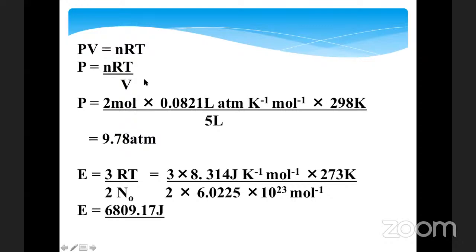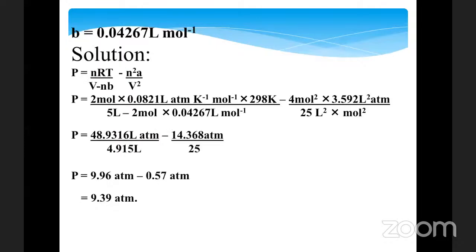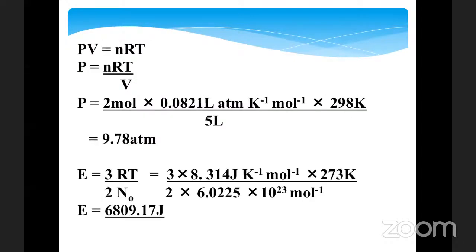Now, if we want to check the difference, we got 9.39 atmosphere using the real gas equation. Now, if we had used the ideal gas equation, we will get 9.78 atmosphere. So you see there's a difference in the value we got for the pressure. So for the real gas, you will require 9.39 atmosphere. For the ideal gas, if you assume ideality of the gas, that will be 9.78 atmosphere.